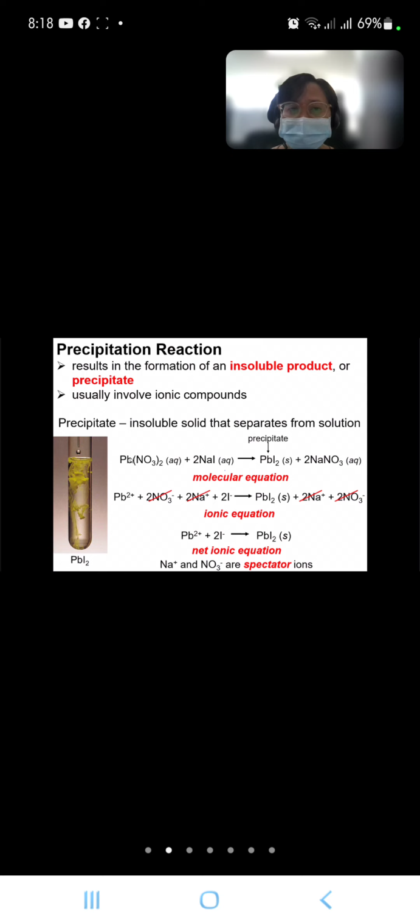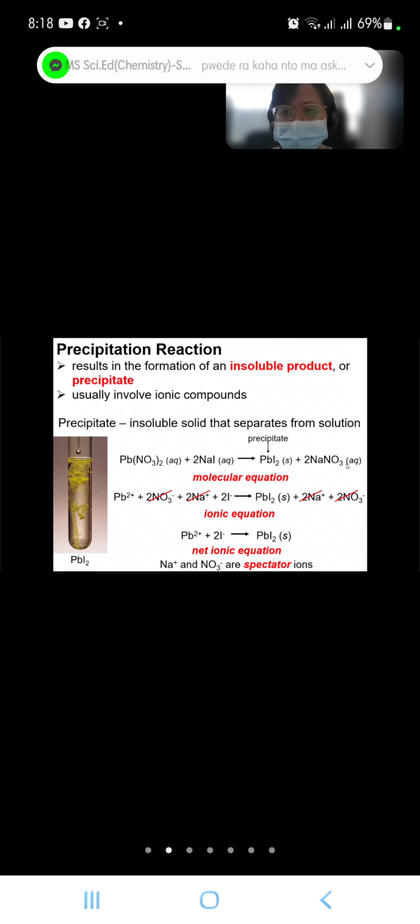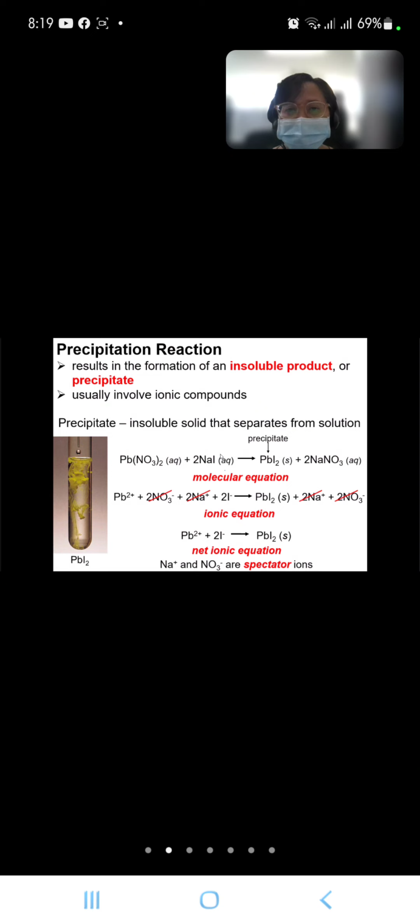So in this example, this is already balanced. So we have 1 mole of aqueous lead 2 nitrate, 2 moles of aqueous sodium iodide react together to produce 1 mole of solid lead 2 iodide and 2 moles of aqueous sodium nitrate. Okay, so in this case, this equation is already balanced and we call this as molecular equation.